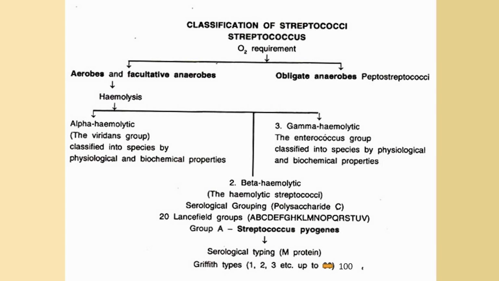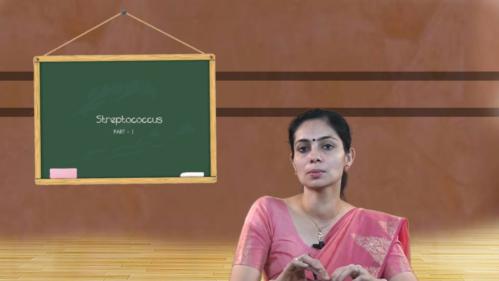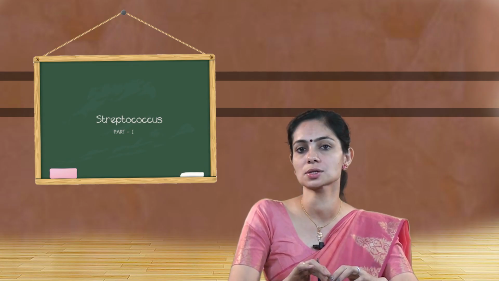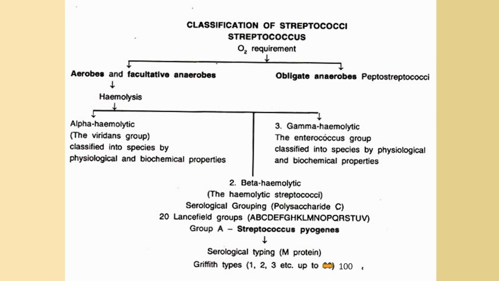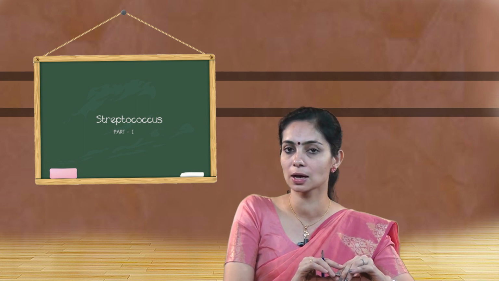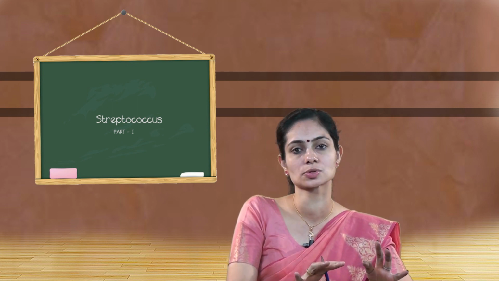So, these are called Lancefield groups. Okay. Now, coming to the third one, that is gamma hemolysis or gamma hemolytic streptococci. Truly speaking, it is not hemolytic, it is non-hemolytic. When you see no change when this bacteria grow on blood agar, you call it gamma hemolytic or non-hemolytic streptococci. We have a group that is enterococci which comes under this.